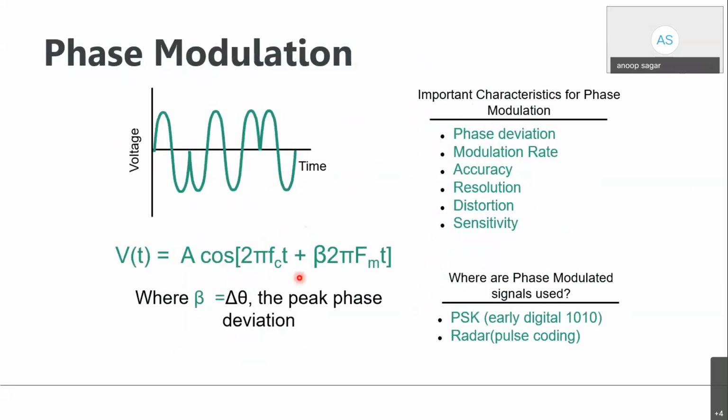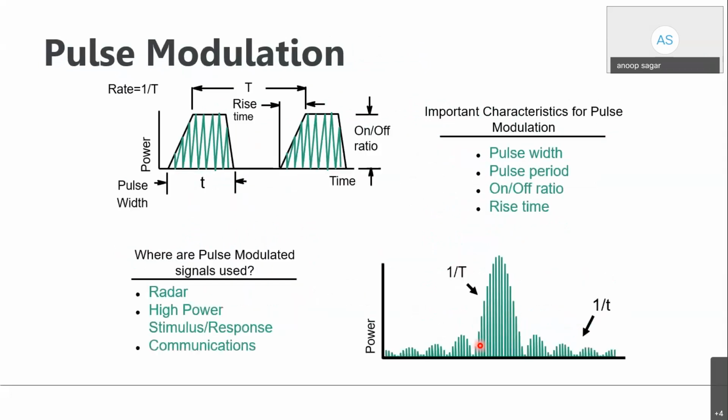This is phase modulation, where phase deviation is an important characteristic. Then modulation rate, accuracy, distortion, sensitivity again. Phase modulation signals are used in PSK for the early digital 1010 format, and in radar for pulse coding. For pulse modulation, of course, this is for radar and high power stimulus response. And then important characteristics for pulse modulation are pulse width, pulse period, on-off ratio, and the rise time. So these are the important characteristics for pulse modulation.